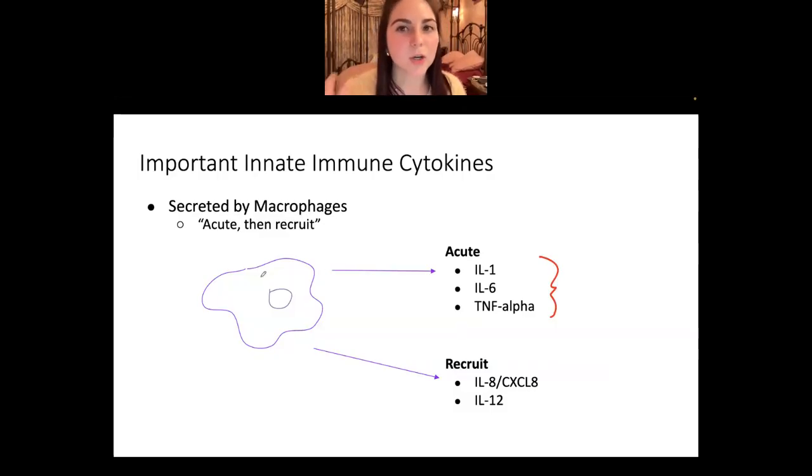You're going to want certain cells coming to that area to take care of a virus, versus if the macrophage came into contact with a worm versus a bacteria. So that's this whole idea of recruiting the proper cell.